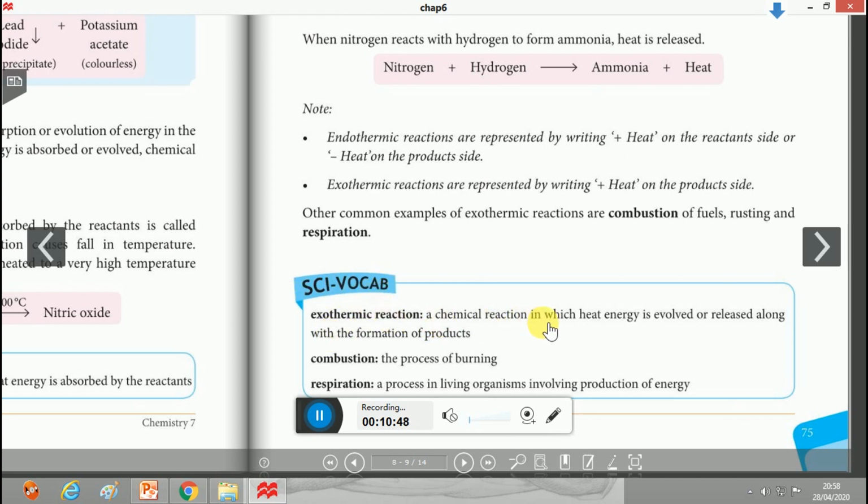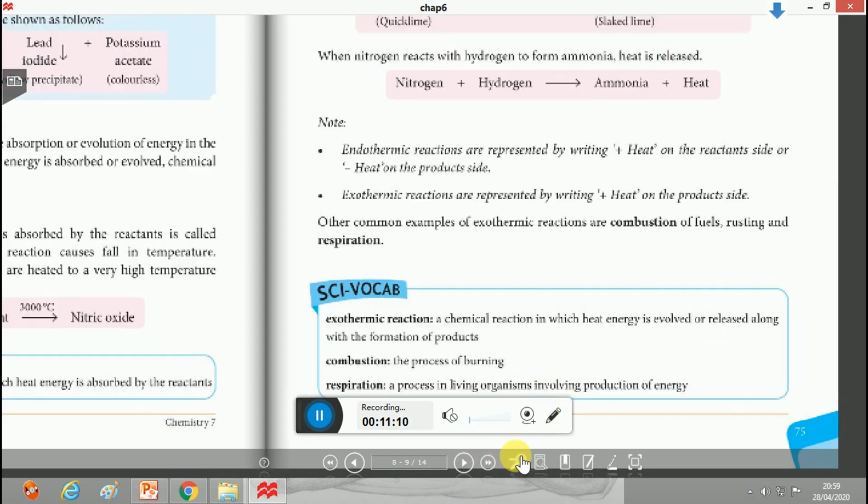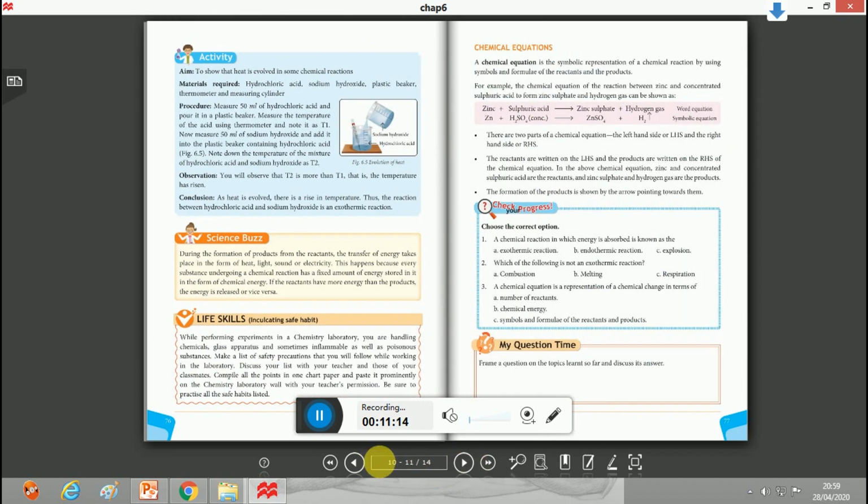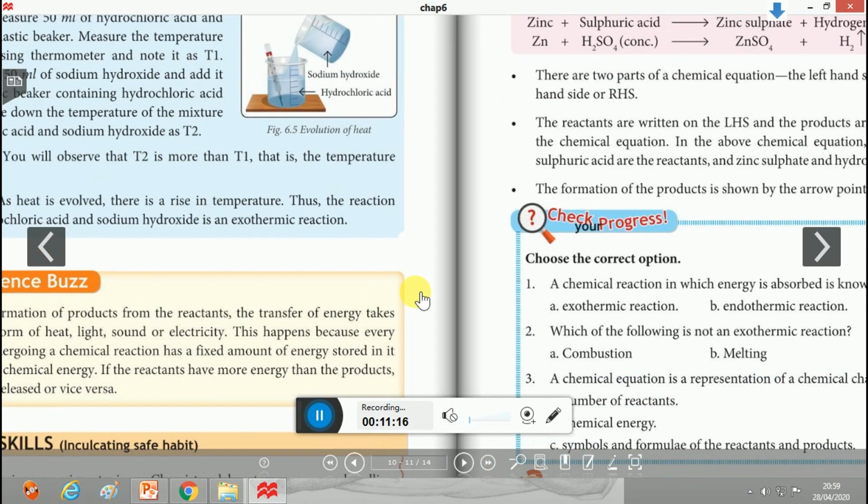A chemical reaction in which heat energy is evolved or released along with the formation of products is an exothermic reaction. Combustion is the process of burning. Respiration, you have learned this in your biology class. Respiration is a process in living organisms involving production of energy. Chemistry is definitely related with other branches of science like biology.